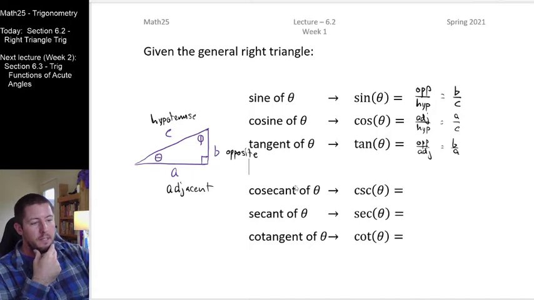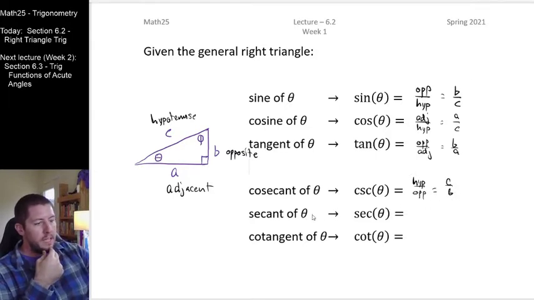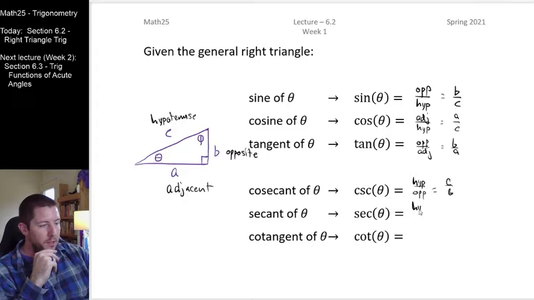So cosecant is going to be the partner of sine. Cosecant is just going to be the opposite relationship as sine. Instead of being opposite over hypotenuse, it's going to be the hypotenuse over the opposite, which we can see is going to be C over B. Secant of theta, secant is always going to be partnered with cosine. It's the reciprocal of cosine. That'll be our hypotenuse over our adjacent, which in this case is C over A.